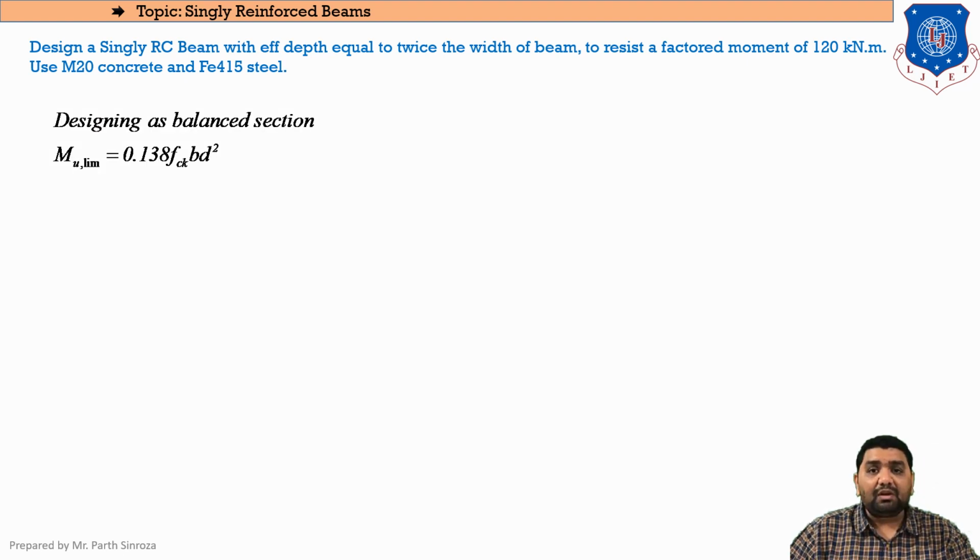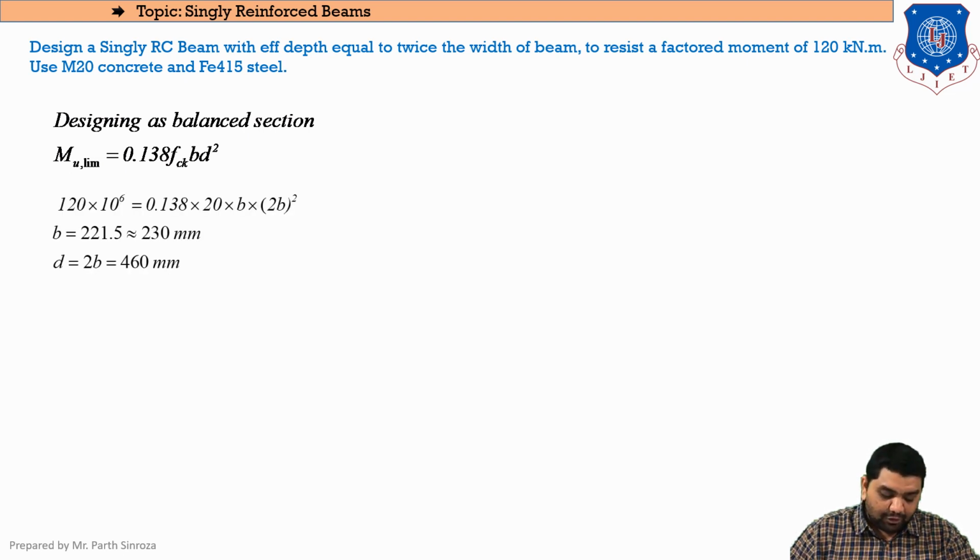So we'll be starting. Every design problem starts with an assumption. Keep in mind, for singly reinforced beams, we will always assume the section to be balanced. So whenever the section is balanced, XU will always be equal to XU max, and MU will always be equal to MU lim. Clear? So the first thing will be to calculate the value of MU lim. For Fe415 steel, MU lim will be 0.138 fck bd square. Here our factored moment is given. That means MU is given. So we consider it to be MU lim because we are assuming a balanced section. So here we'll be substituting that term in MU lim.